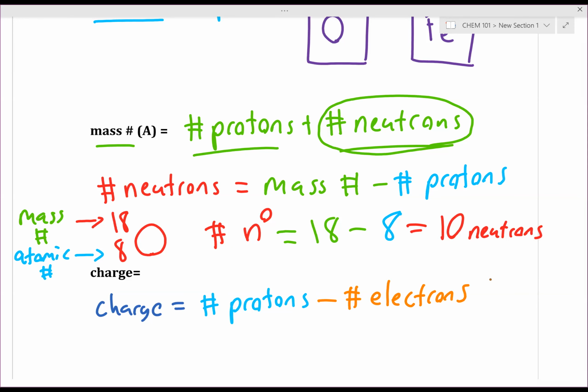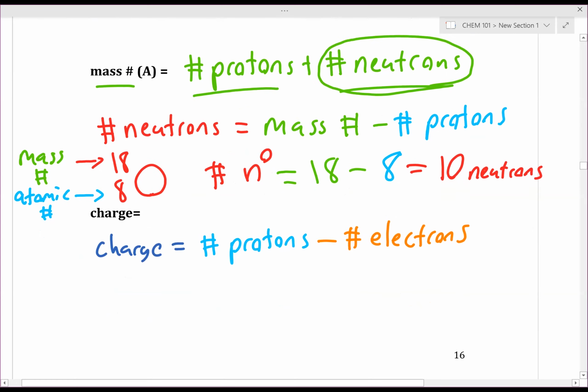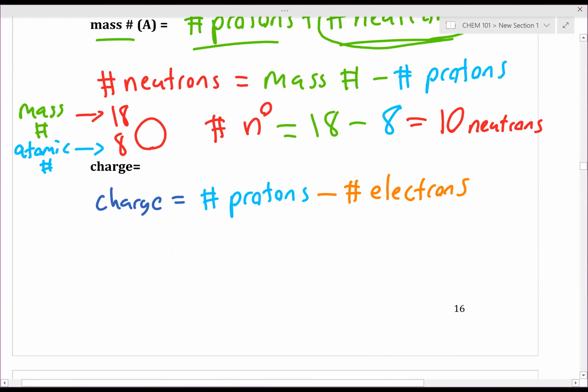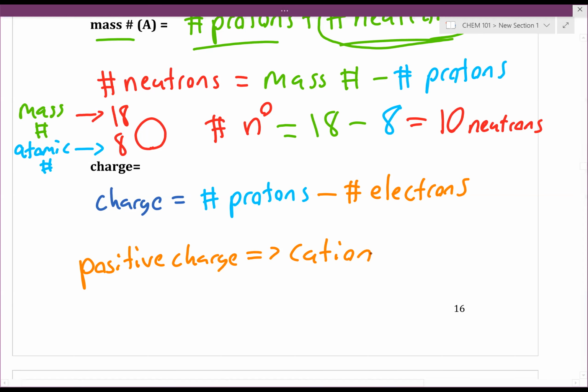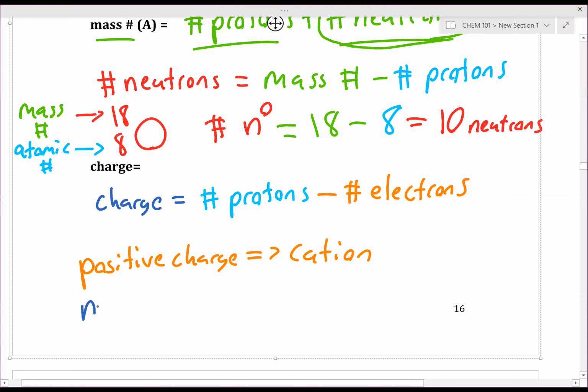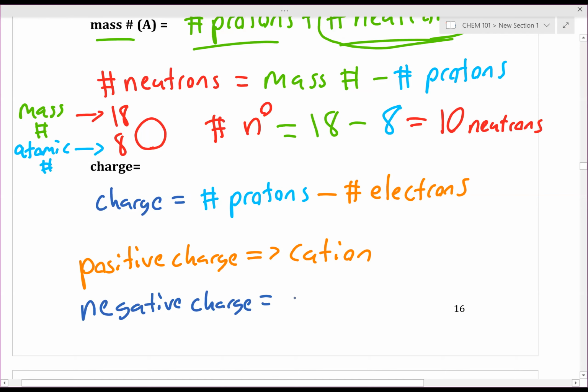So depending on the charge, we classify different charged atoms or ions as either cations or anions. So if we observe a positive charge, we call the species a cation. If we observe a negative charge, we call the species an anion. Anions are negative, cations are positive.